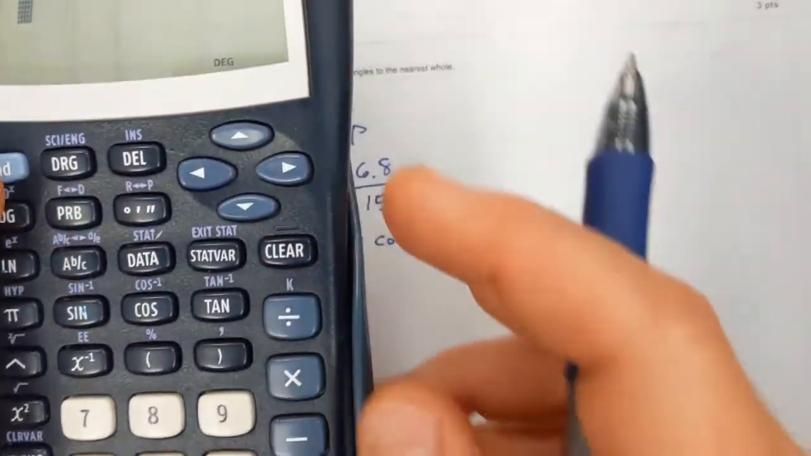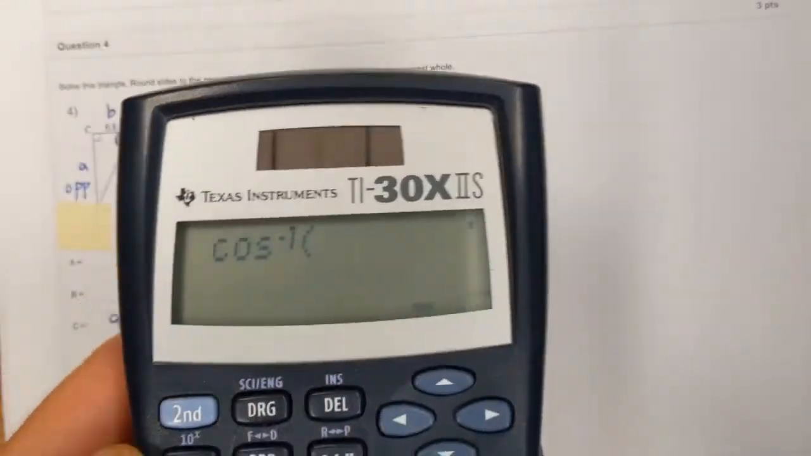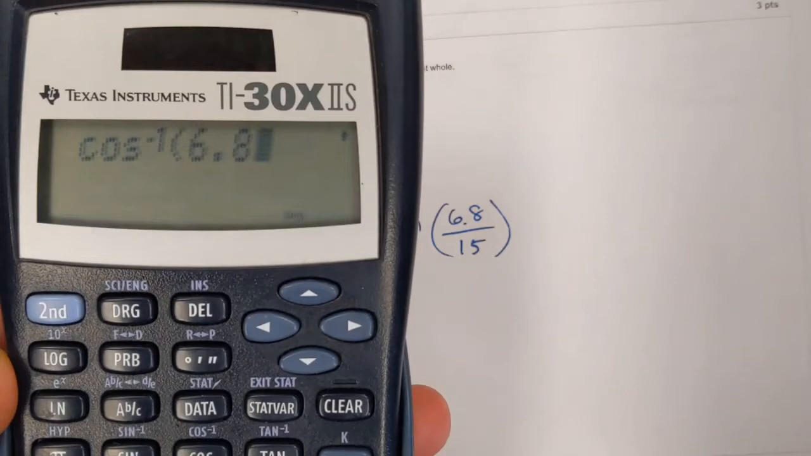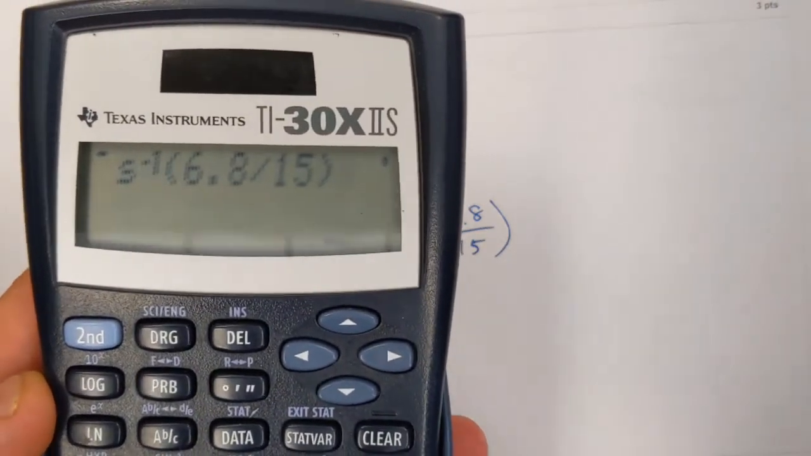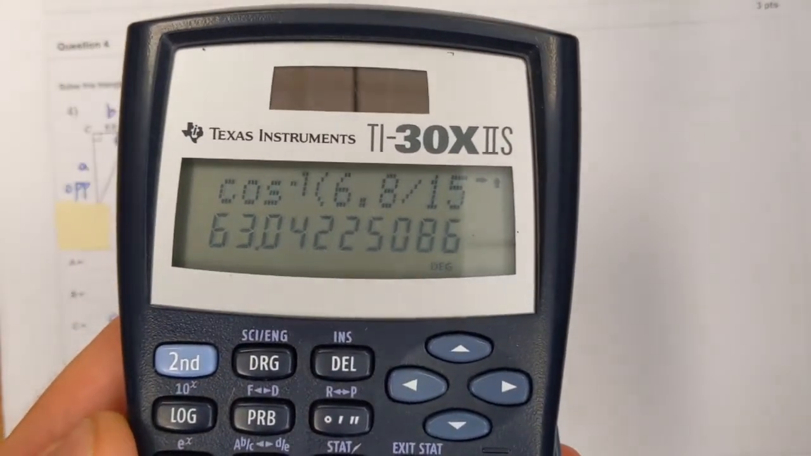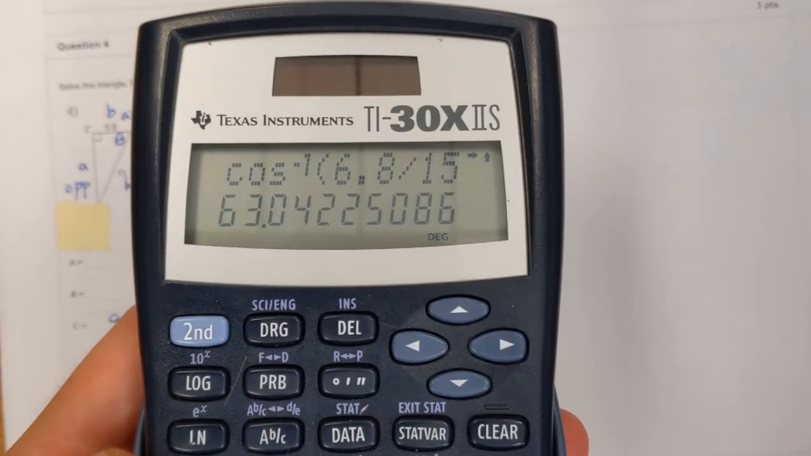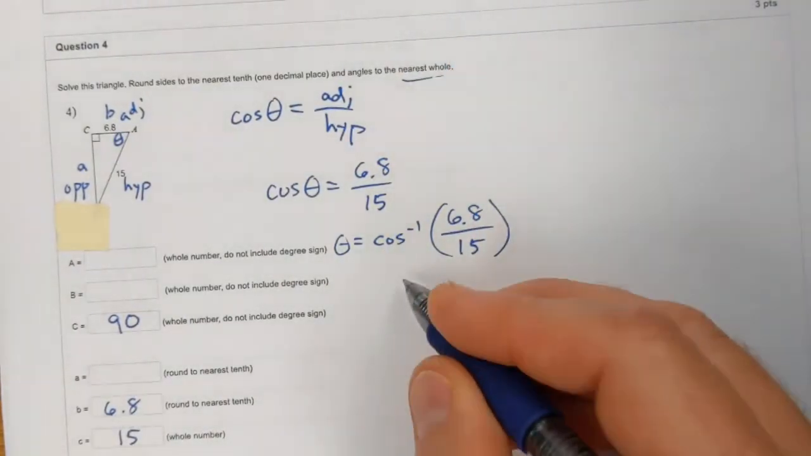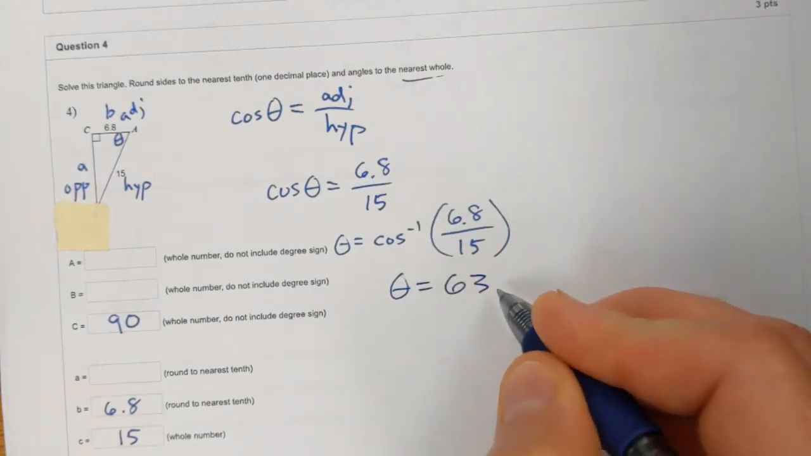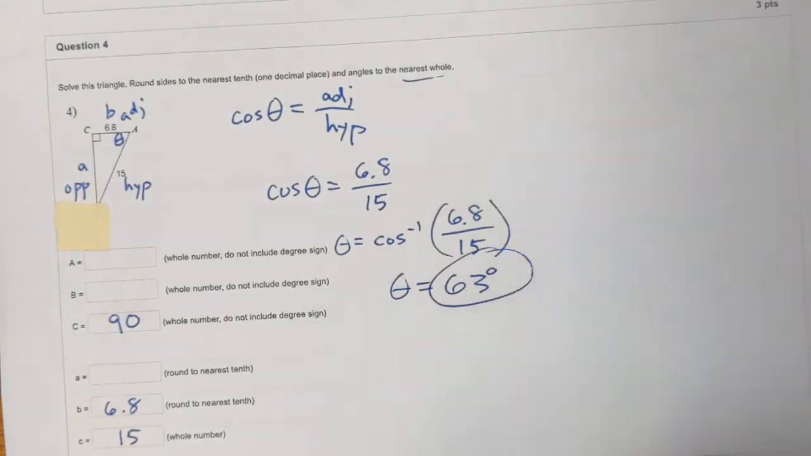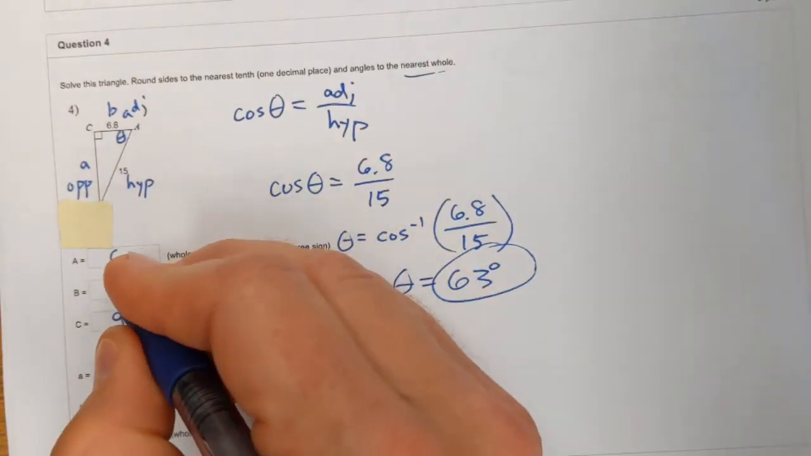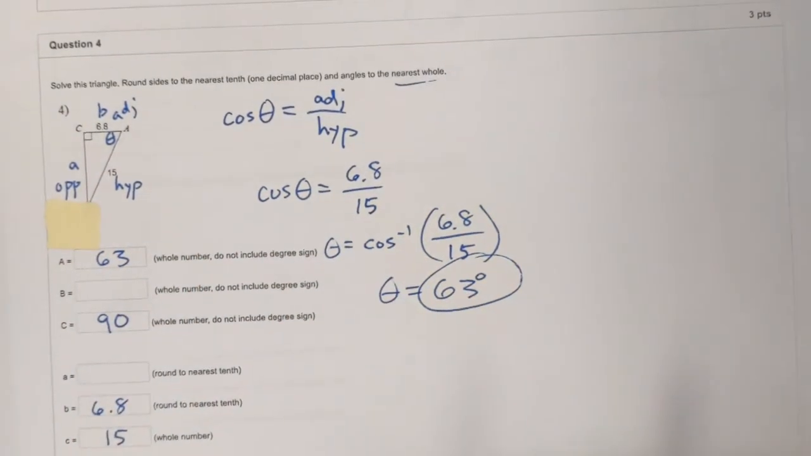So instead of hitting the cosine button, I'm going to hit second cosine to get my inverse cosine on my calculator. 6.8 divided by 15. That comes out to 63.0 degrees. The directions say round the angle to the nearest whole, so we're just going to say 63 degrees. That's how we're going to answer it. A whole number, do not include the degree sign. Just write 63 in that blank, please.